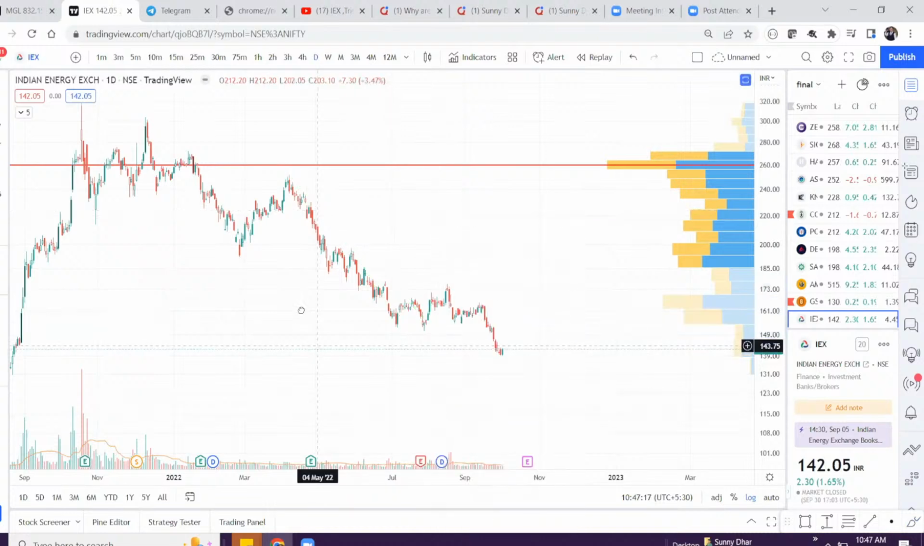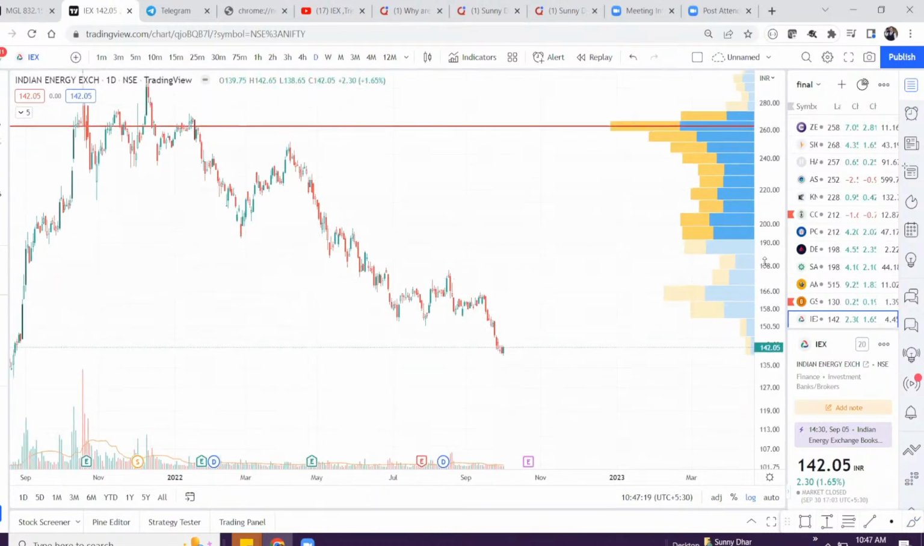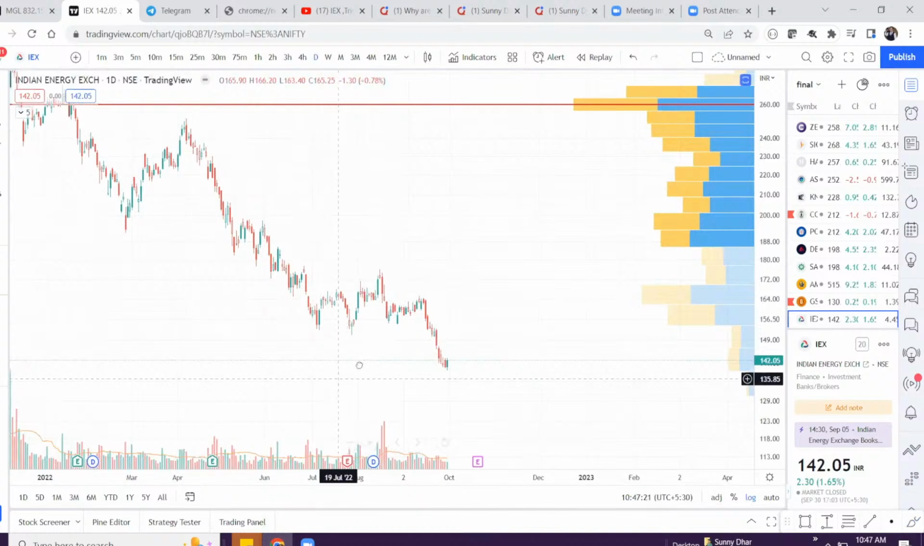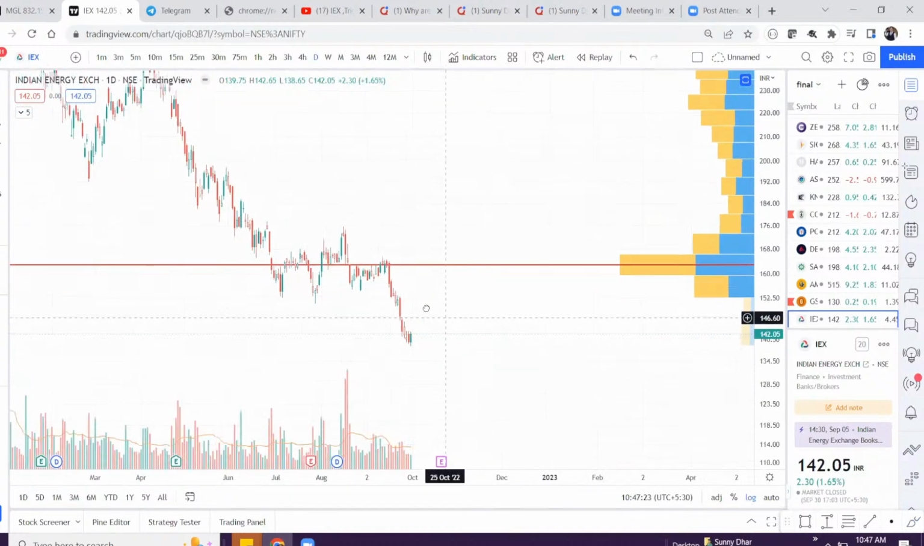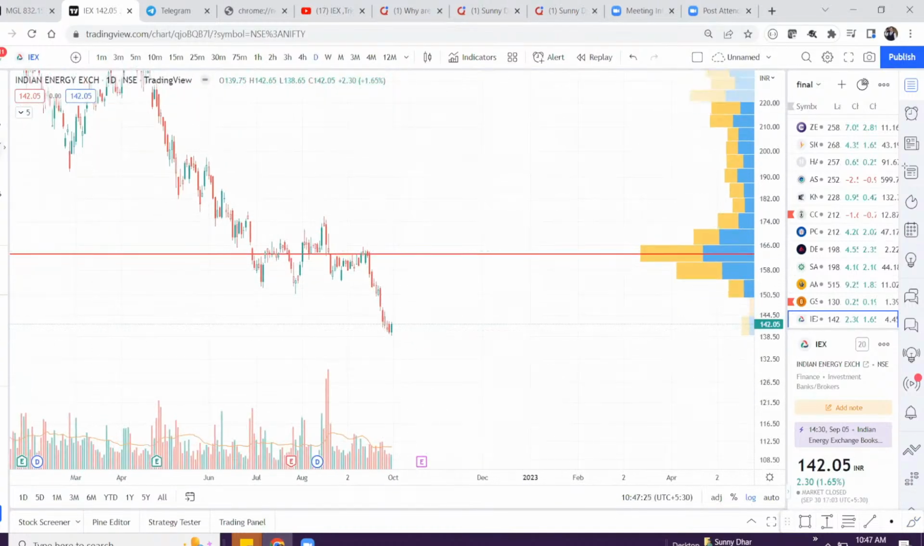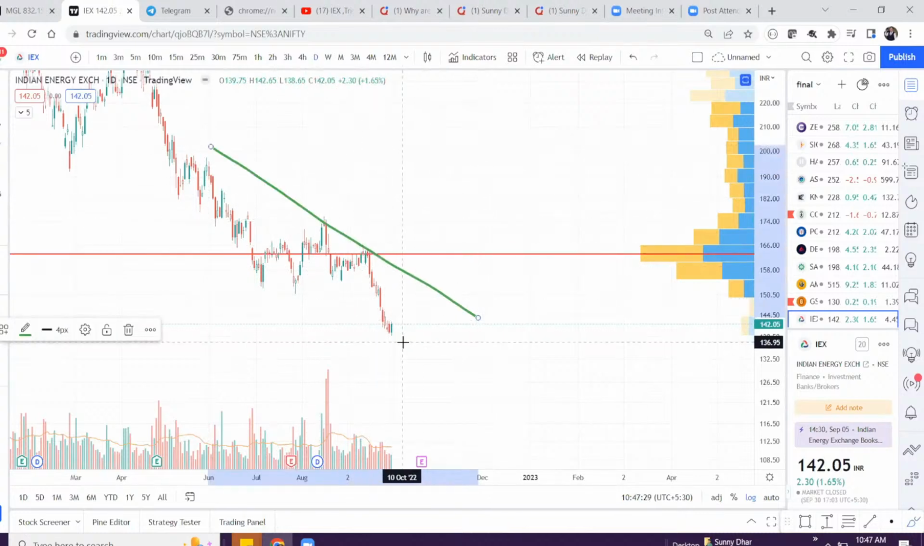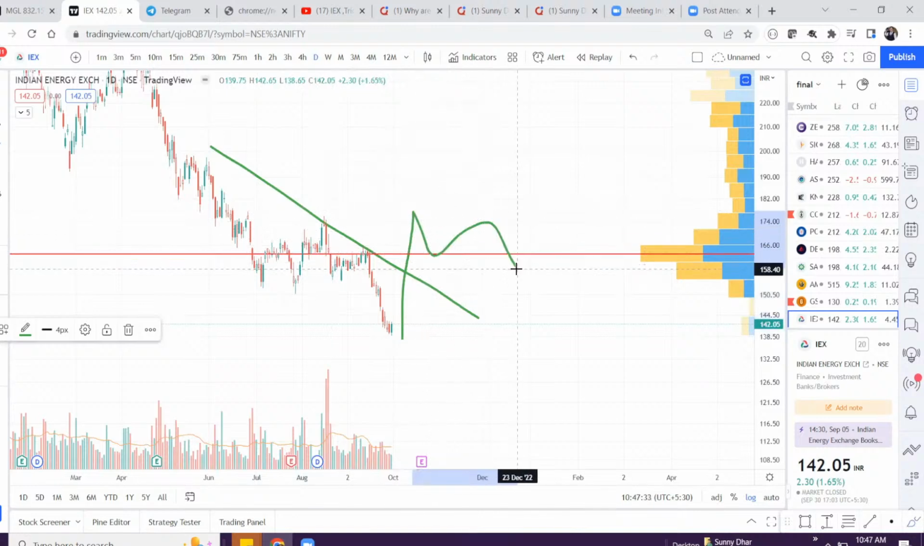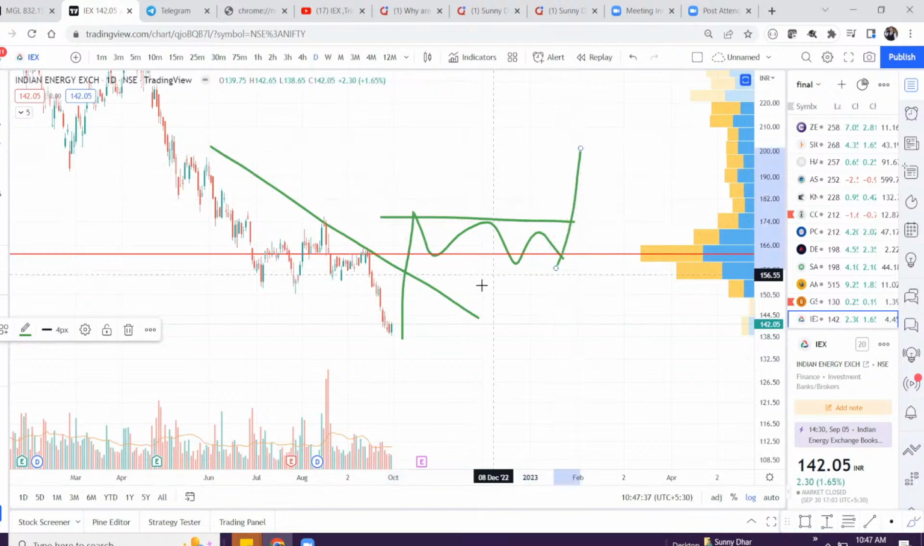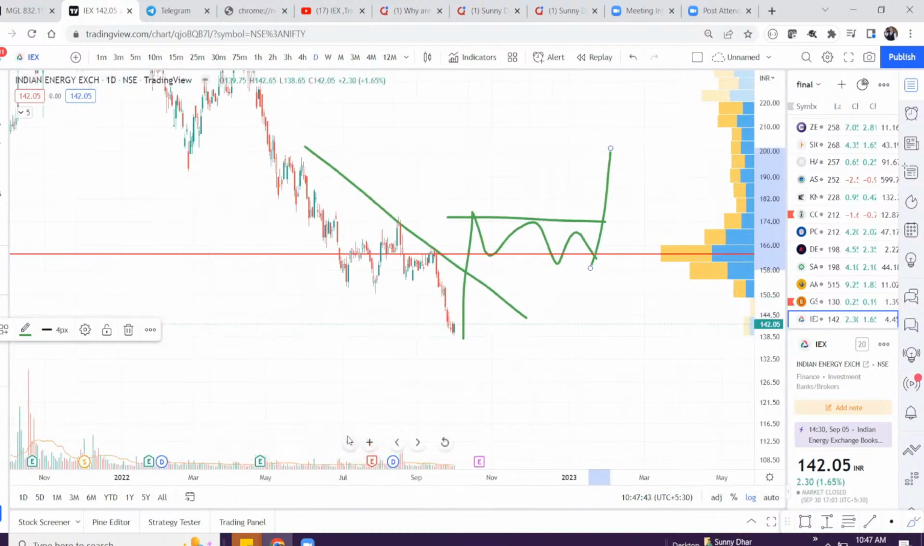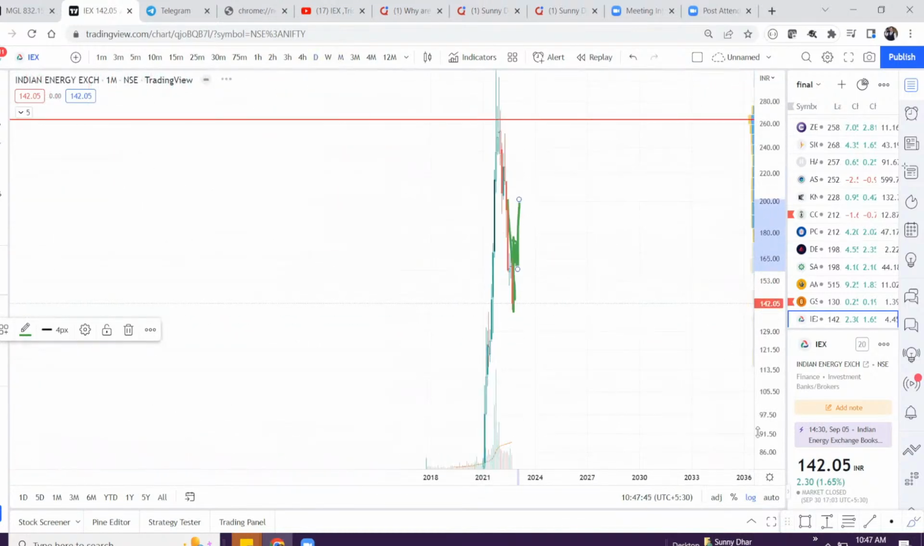Now, if you have to invest in a stock like IEX, what is the pattern that you should be looking for? After this impulsive move down, whenever you get one fast impulsive move up, followed by a corrective move, then you are expecting one more move up. So this is the buy setup you should look for in a stock that is in downtrend. Now let us see why that is the case.